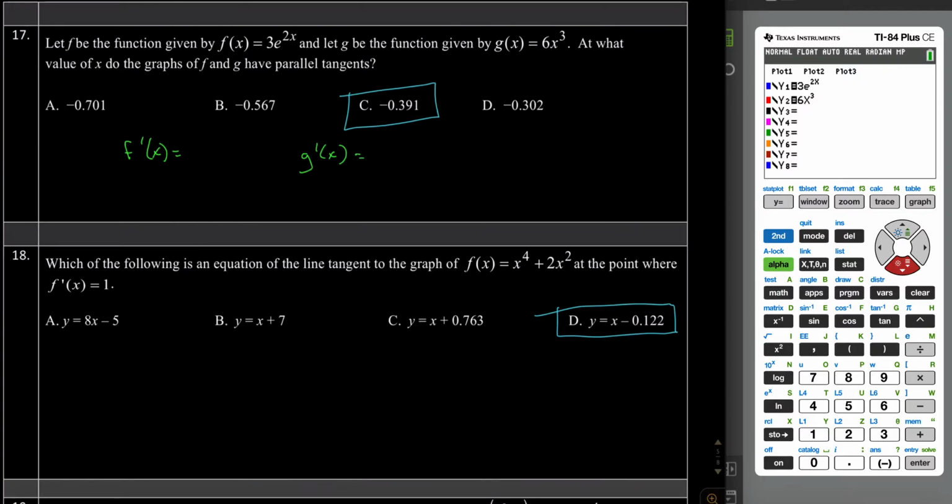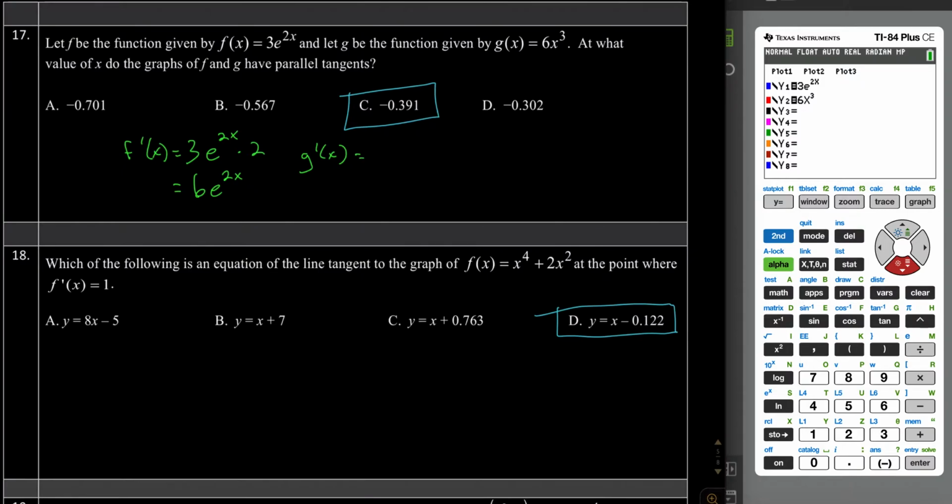So if I take the derivative of f, 3 comes along for the ride. e is just an exponential, so I recopy the base and the exponent. That's its derivative, times ln of the base, which really is just 1, so I don't show it when it's e. And then for chain rule, the inner function was 2x, so it's times 2. So that derivative is 6e to the 2x.